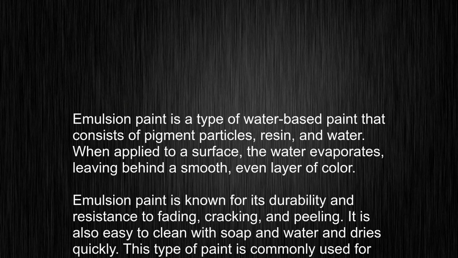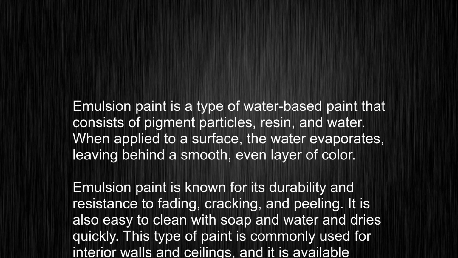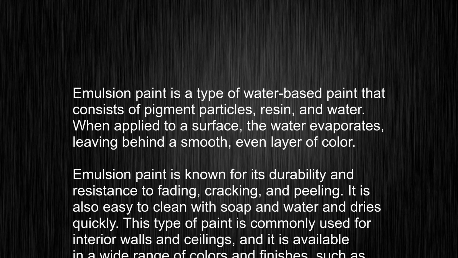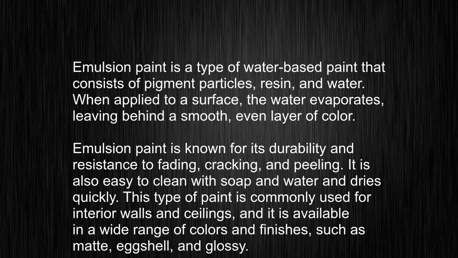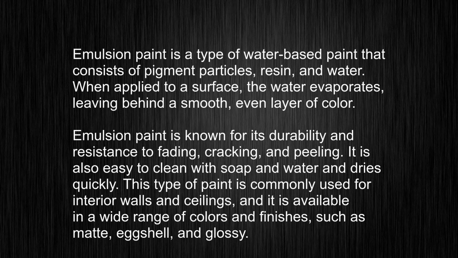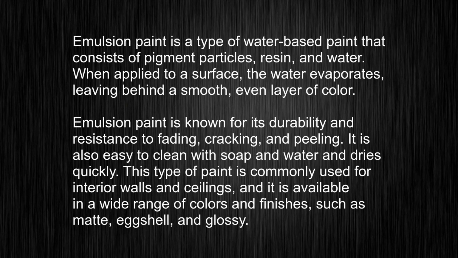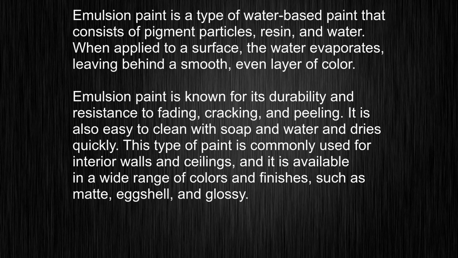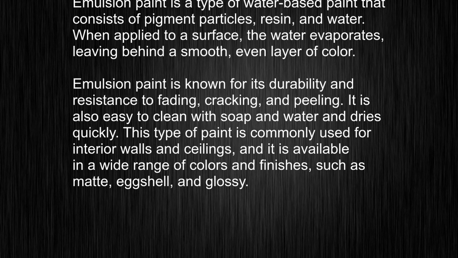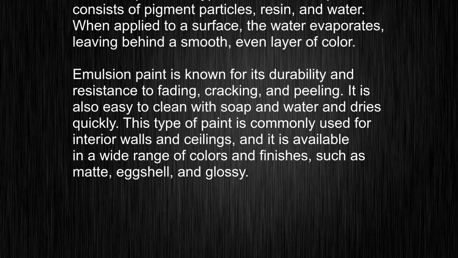Emulsion paint is a type of water-based paint that consists of pigment particles, resin, and water. When applied to a surface, the water evaporates, leaving behind a smooth, even layer of color. Emulsion paint is known for its durability and resistance to fading, cracking, and peeling. It is also easy to clean with soap and water and dries quickly.